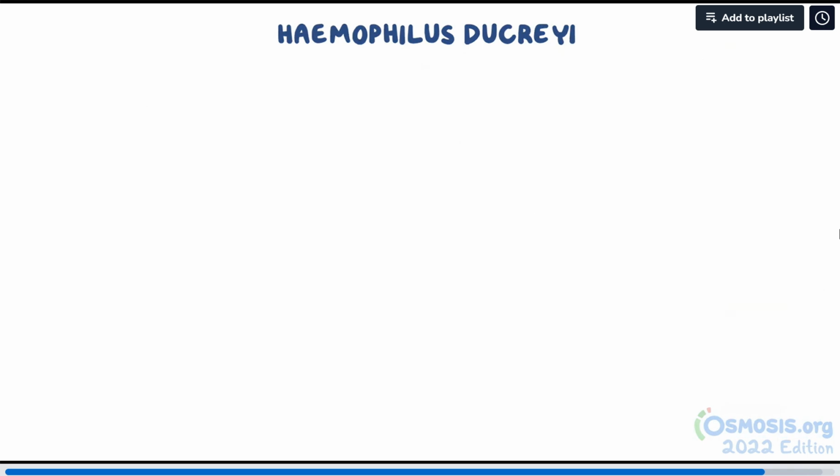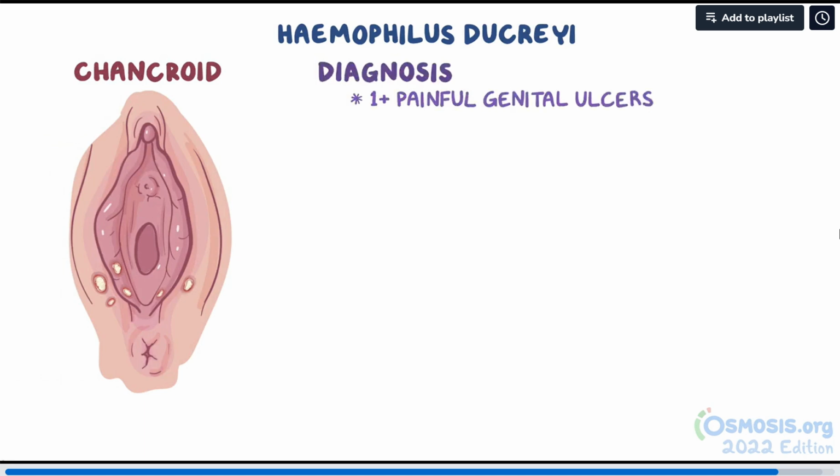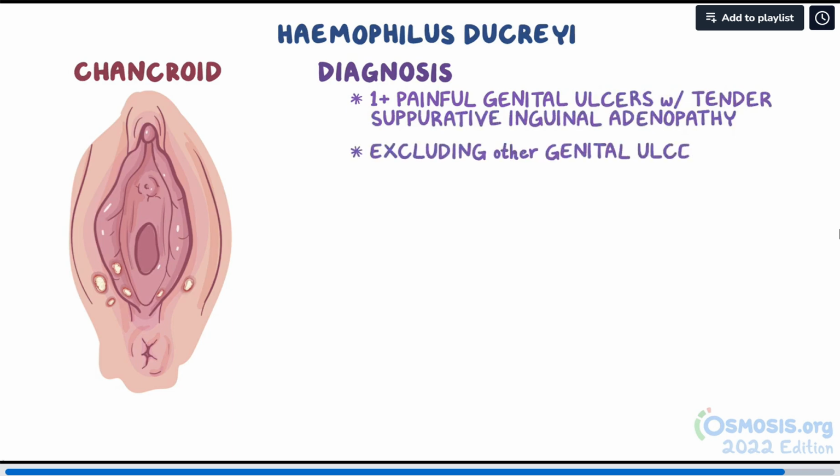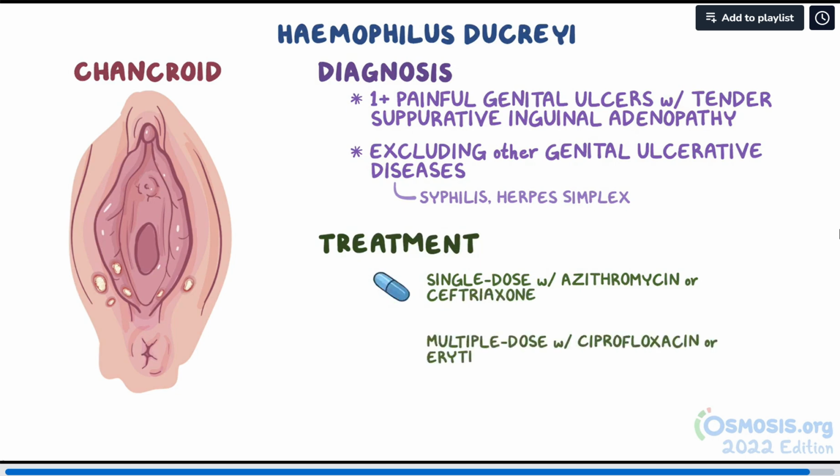It causes a sexually transmitted disease called Chancroid, which is usually diagnosed on the basis of clinical findings such as one or more painful genital ulcers with tender suppurative inguinal adenopathy, and by excluding other genital ulcerative diseases such as syphilis or herpes simplex virus infection, and is treated with single-dose therapy using azithromycin or ceftriaxone, or with multiple-dose therapy using ciprofloxacin or erythromycin.